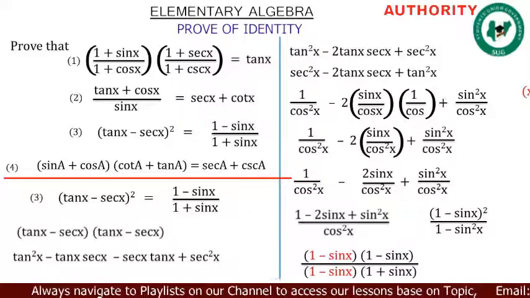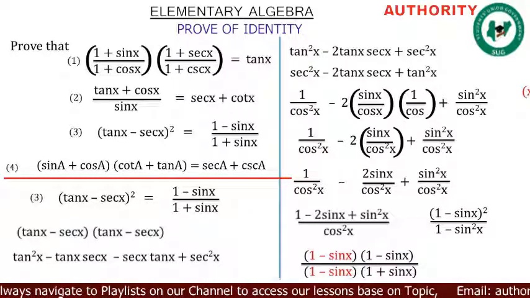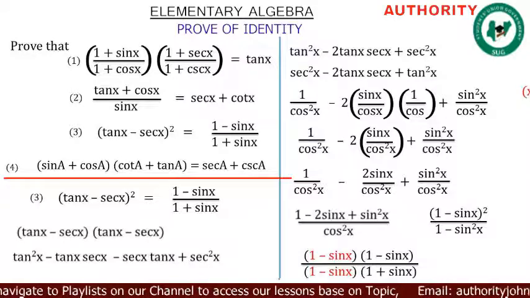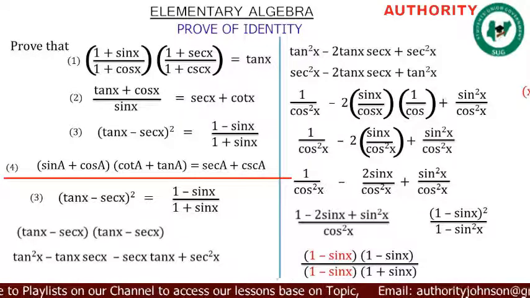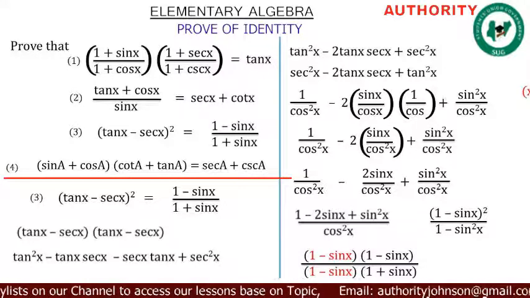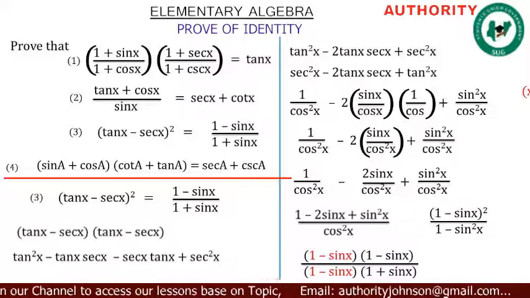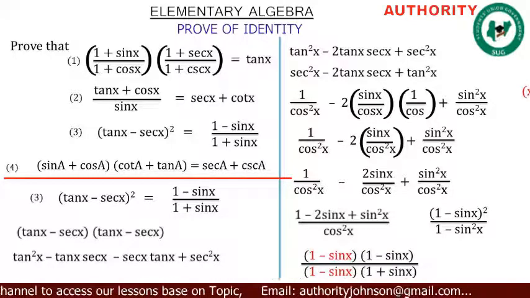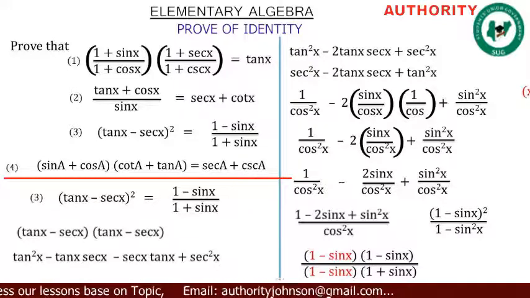You simply say difference of 2 squares. So that means we're going to have 1 minus sine x times 1 plus sine x. When you multiply 1 minus sine x times 1 plus sine x, it is going to give you 1 minus sine squared x. And then 1 minus sine x times 1 minus sine x in our numerator is going to give you (1 minus sine x) in bracket squared.